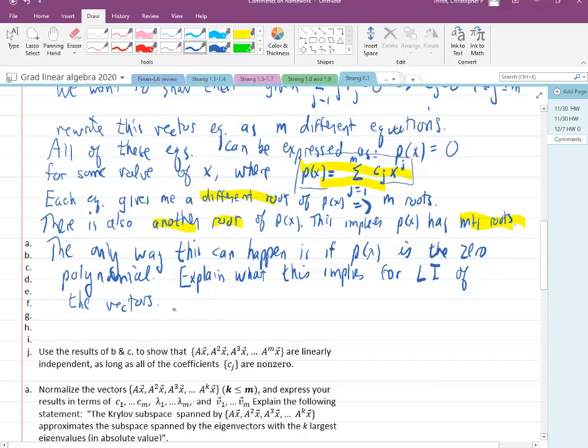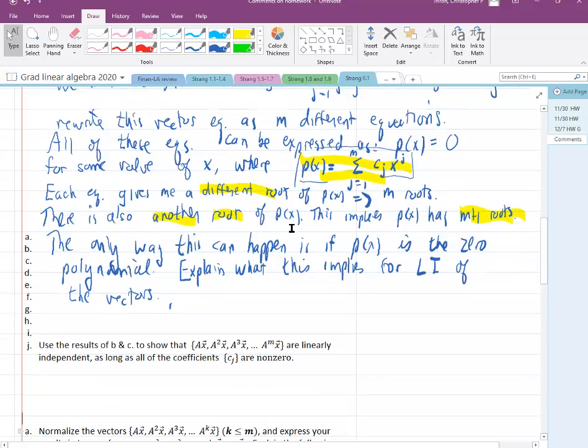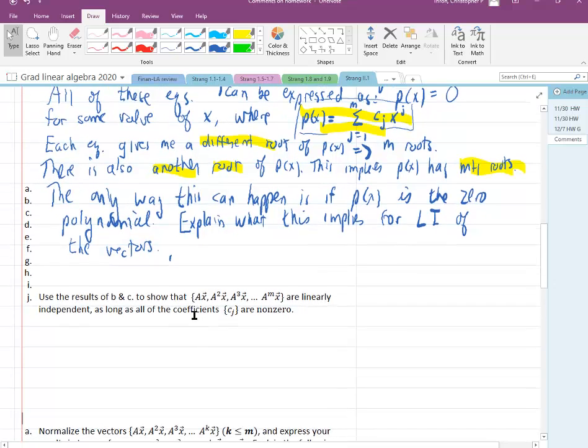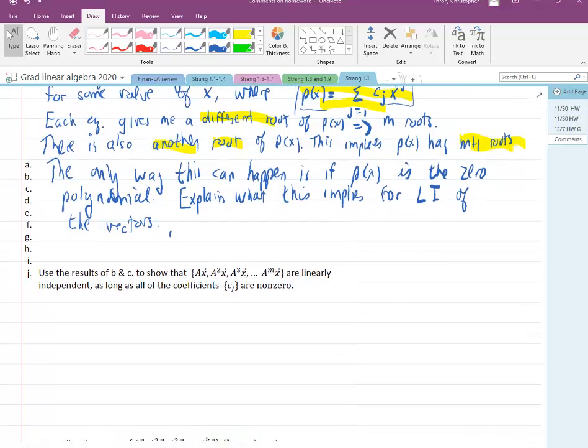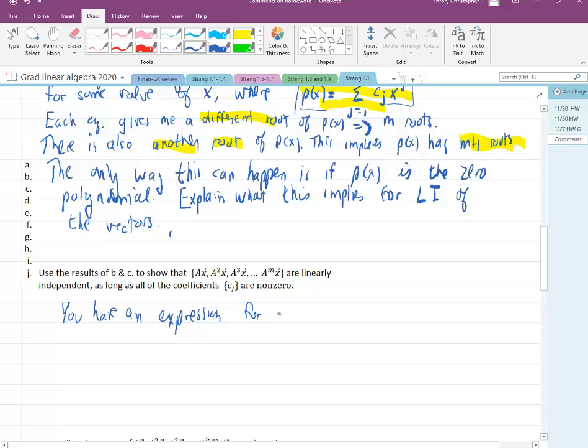Okay. All right. Now, next, use the results of B and C to show that these vectors are linearly independent. So what you want to do now is take advantage of your summation notation. You have an expression for x. Okay. All right. So we're really giving your summation notation a workout.